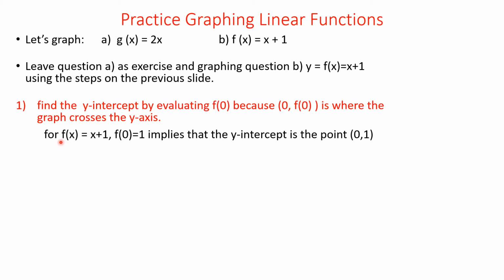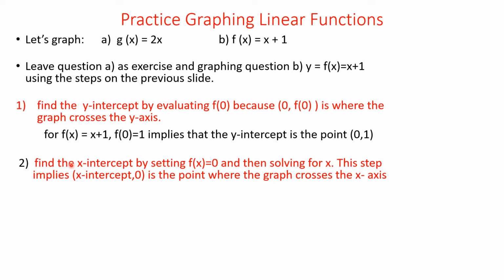So f(x) = x + 1 implies f(0) = 1. Just plug in 0 wherever x is. That will give us f(0) = 1. And f(0) = 1 implies that the y-intercept is at the point (0, 1). That is, the graph will cross the y-axis at the point (0, 1).